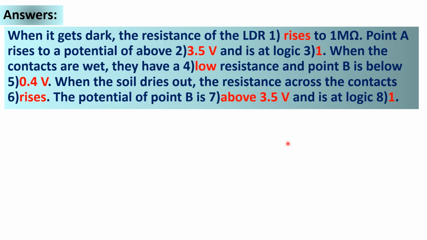When it gets dark, the resistance of the LDR rises to 1 mega ohm. Point A rises to a potential of above 3.5 volts and is at logic 1. When the contacts are wet, they have a low resistance and point B is below 0.4 volts. When the soil dries out, the resistance across the contacts rises. The potential of point B is above 3.5 volts and is at logic 1.